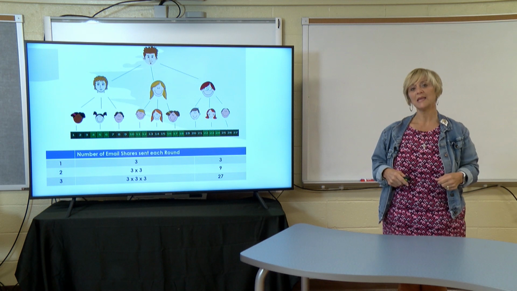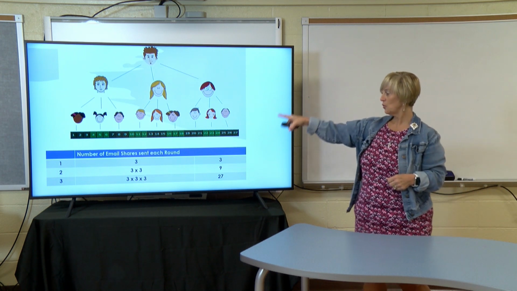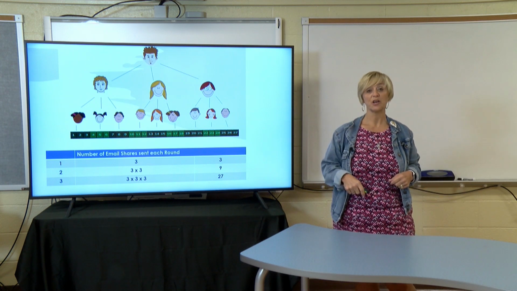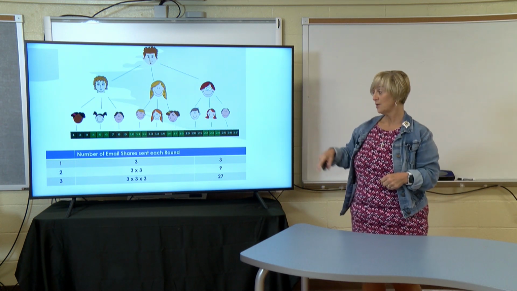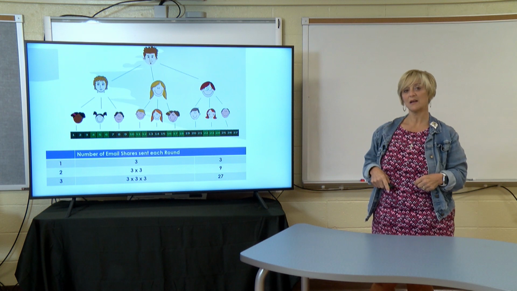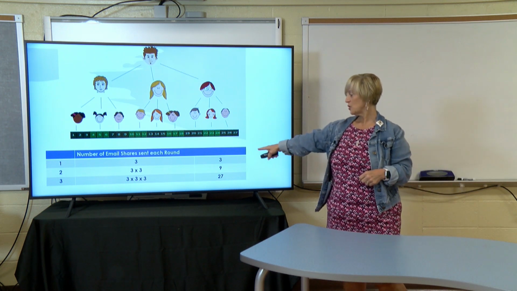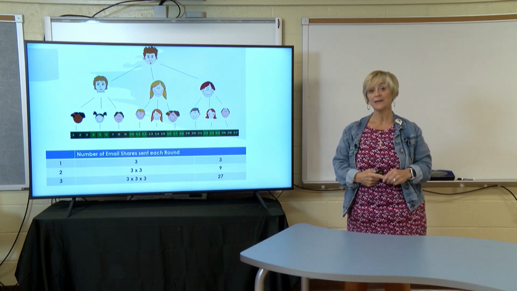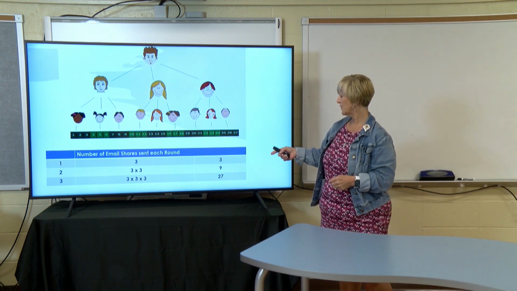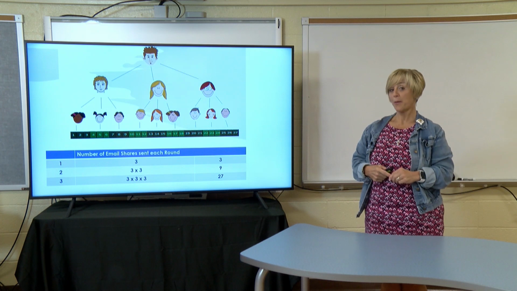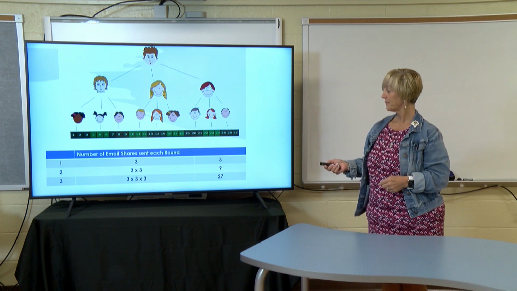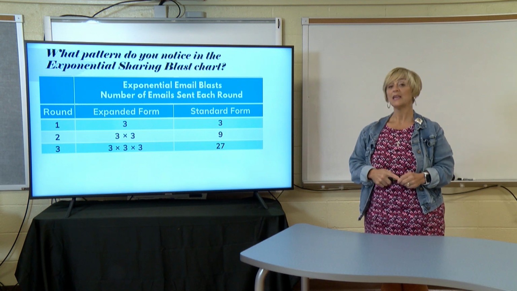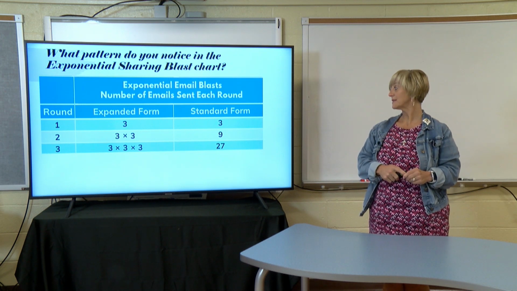Do you notice anything here? You shared your TikTok with 3 people. Those 3 people shared your TikTok. And then those 3 people shared that TikTok also. You sent it to 3. They sent it to 3 more, which gave us 9. And they sent it to 3 more, which gave us 27. Do you see a pattern here? What pattern do you see in your exponential sharing blast?